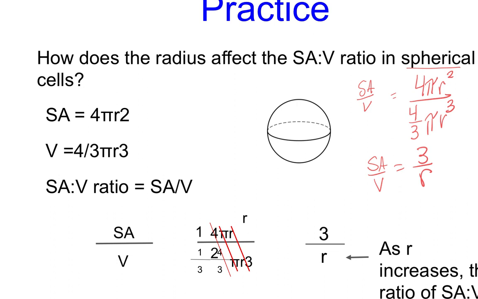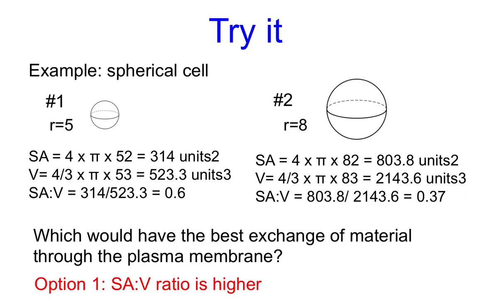Oh, listen to that thunder. What this basically tells us is that as the radius increases, the surface area to volume ratio will decrease. So the larger the radius, the lower the surface area to volume ratio.